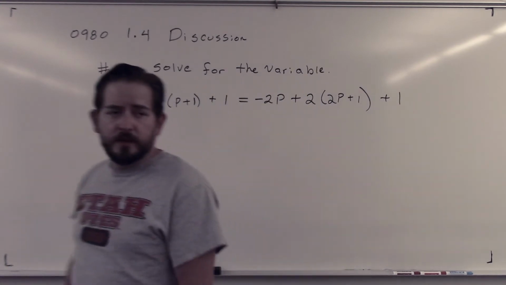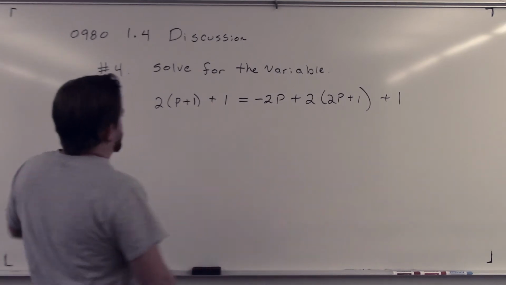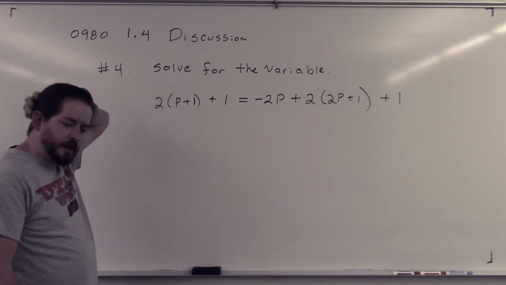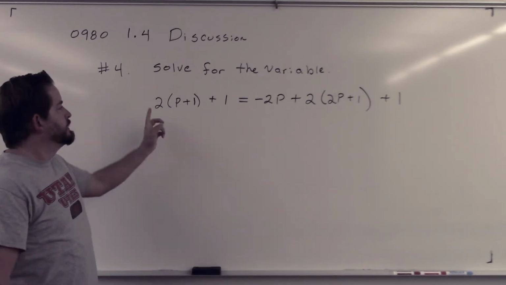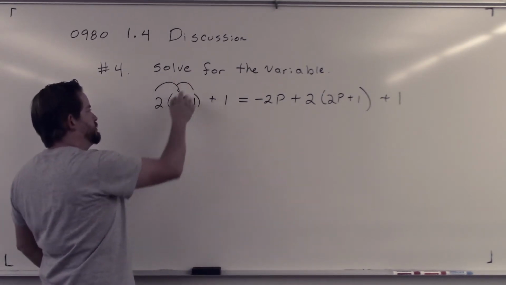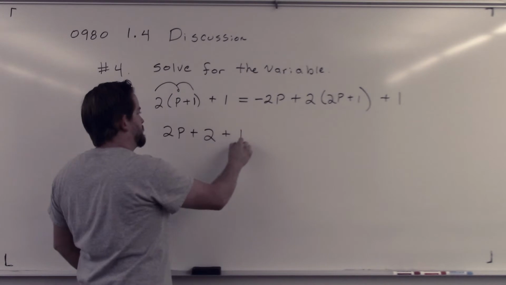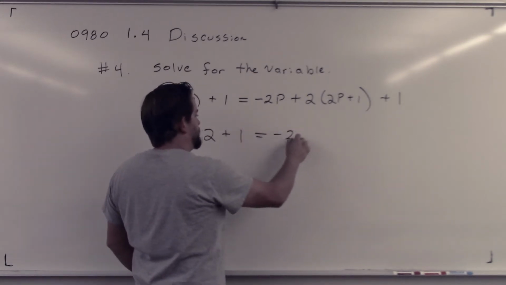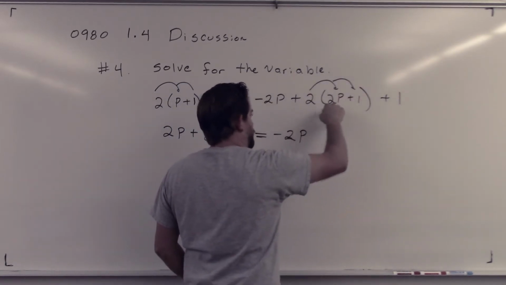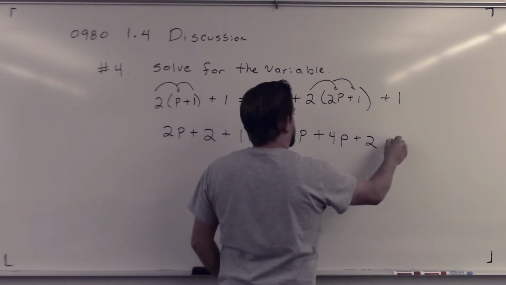Make sure I didn't go off my screen a little bit. All right, we're good. So I'm going to just start by distributing. There's no fractions to get rid of, there's no decimals to worry about, so I'm just going to jump straight in and distribute. This 2 comes through, that becomes 2p plus 2, plus that 1 more is equal to negative 2p. The 2 comes through and distributes to give me 4p plus 2 plus 1 more.